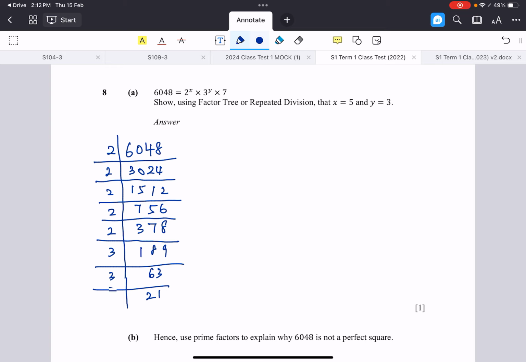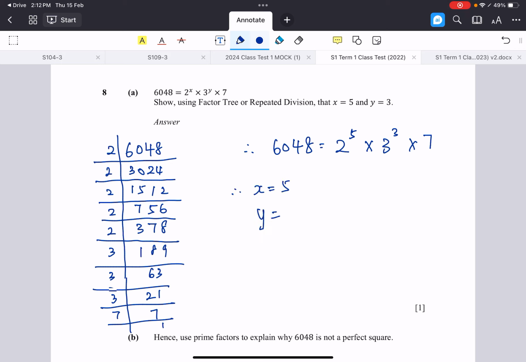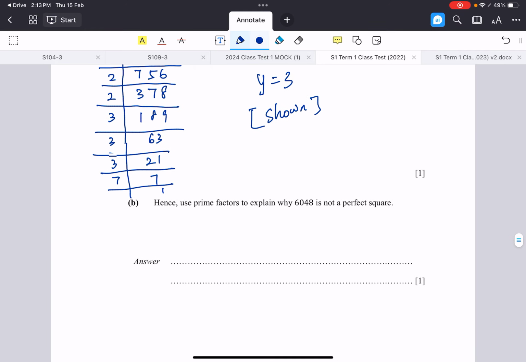Oops, let me write it properly. 7, 7, 1, right? So therefore, 6048 is actually 2 to the power of 1, 2, 3, 4, 5, 5 of them, right? 5 times 3 to the power 3 times 7, right? Therefore, x is equals to 5, y is equals to 3, shown.